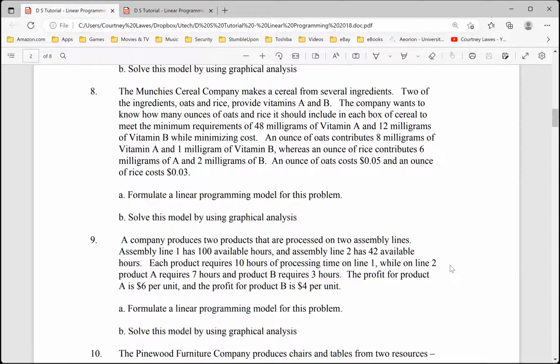Our objective function is we want to minimize our cost. So minimize 0.05 x1 plus 0.03 x2. Everybody see how we get this? All right, good.